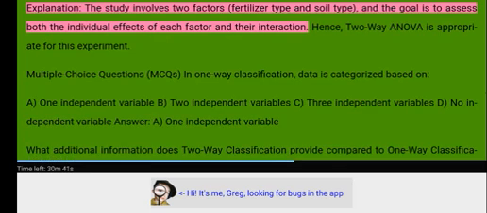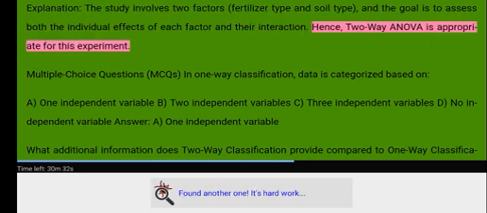Explanation. The study involves two factors, fertilizer type and soil type, and the goal is to assess both the individual effects of each factor and their interaction. Hence, two-way ANOVA is appropriate for this experiment.